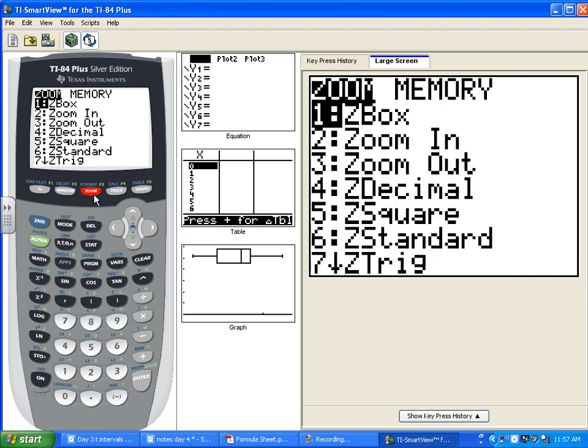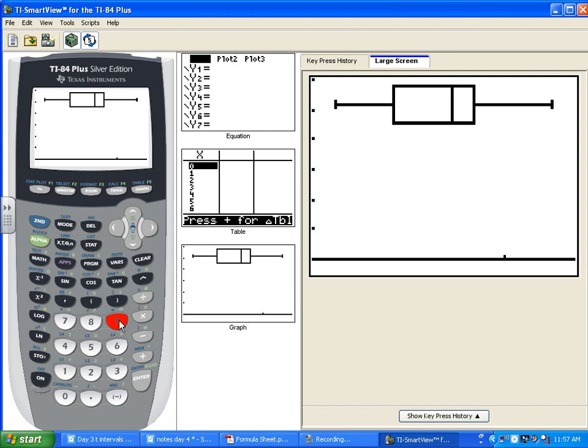Mine looks cool. Doesn't matter, it's arbitrary. Can you reset my graph box? Yeah. All right.